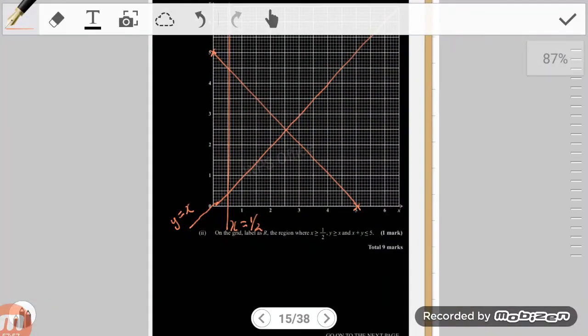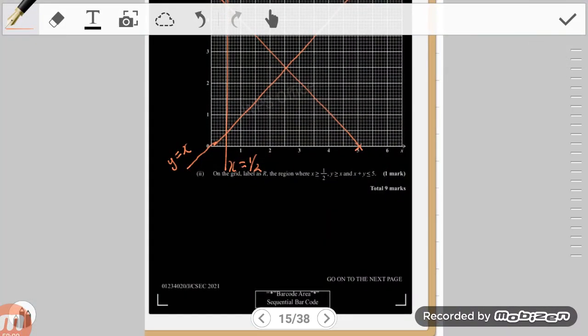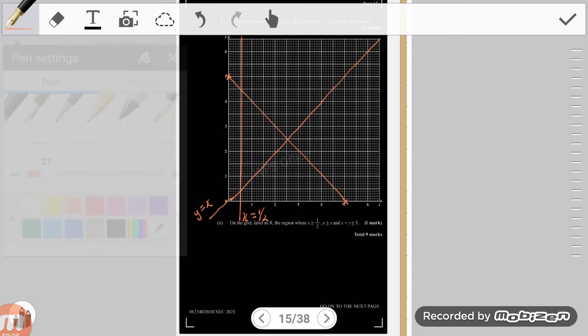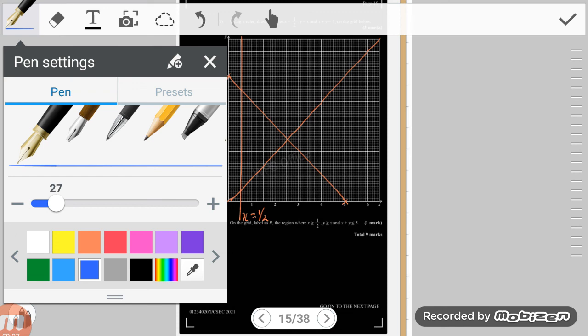That's 1 mark. I think 6 is a bit stingy with these marks though. I think that it's worth at least 2 marks, maybe 3. Anyways, on the grid, label as R the region where x is greater than a half, y is greater than or equal to x, and x plus y is less than or equal to 5. So let's try to find that region there. Let's just use white for our region.